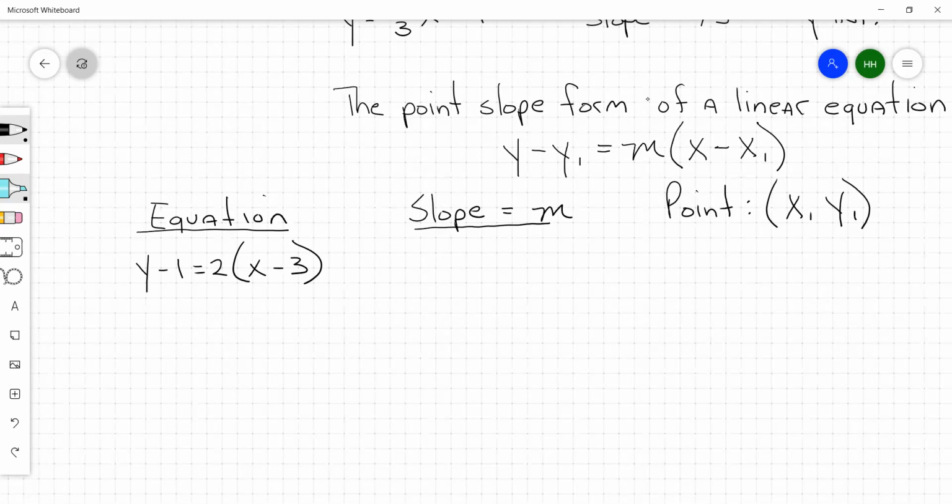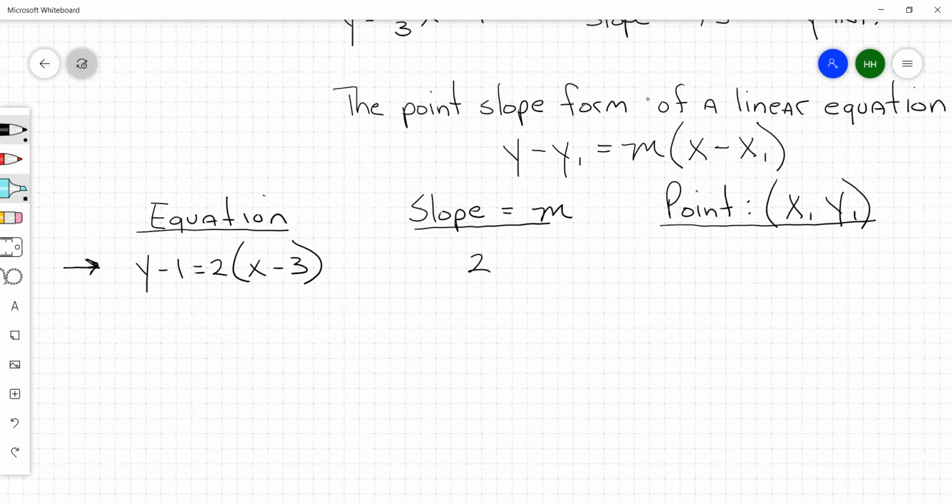And then in this middle column, I'm asking you what the slope of this line is. All right. So if this is a line in point-slope form, and the m is the slope, or whatever's sitting in the place of m when the line is in this form, what would the slope of this line right here be? It would be 2. Good.